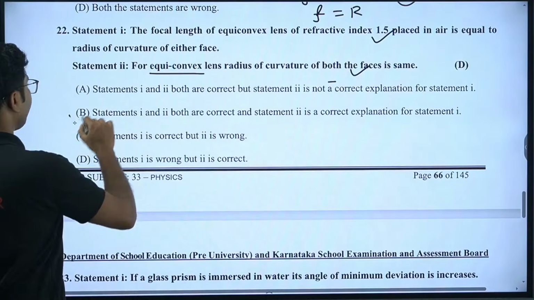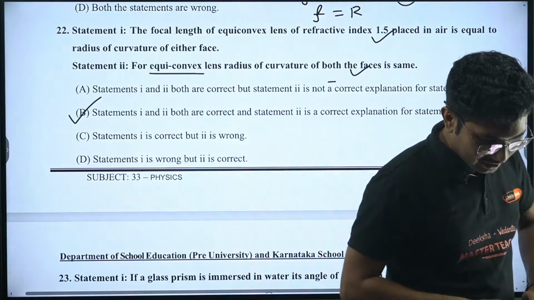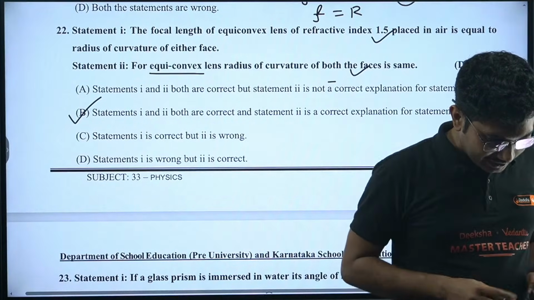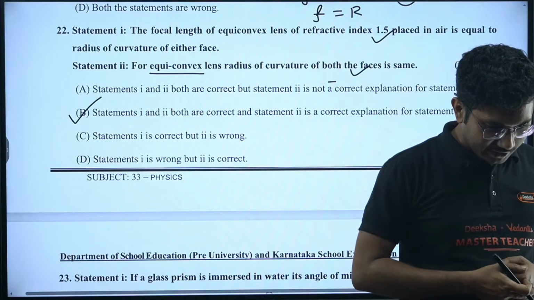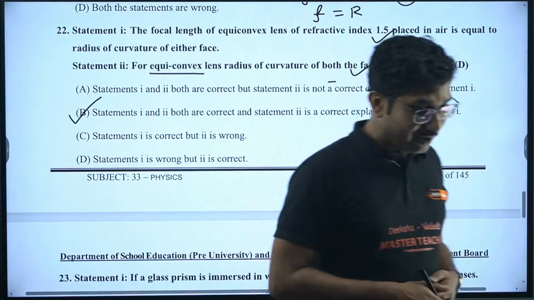So option B for 22, option B is correct. Yes, B, know your nation. Option B is correct. Nagaraj is also saying option B. Komal, no, option 22A is not correct, 22B is correct.